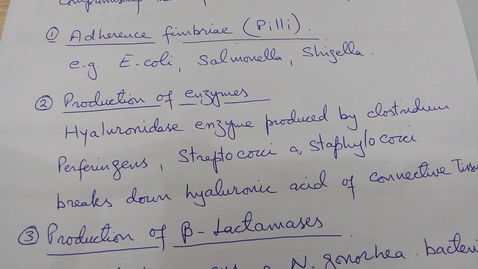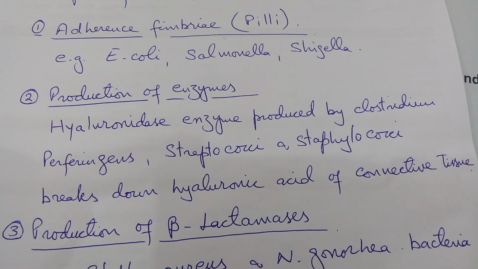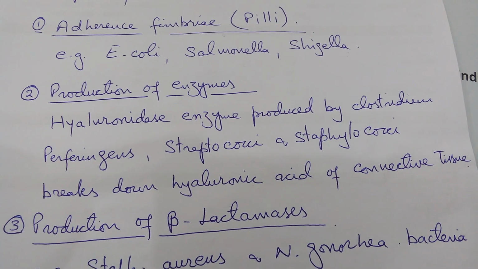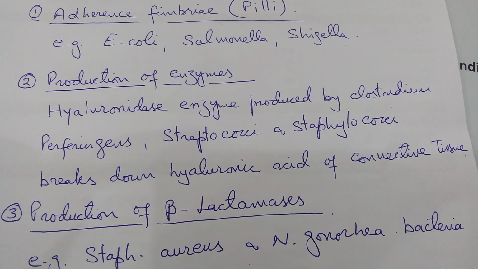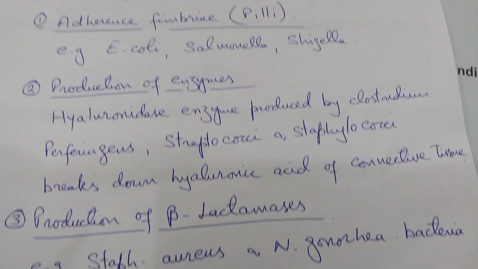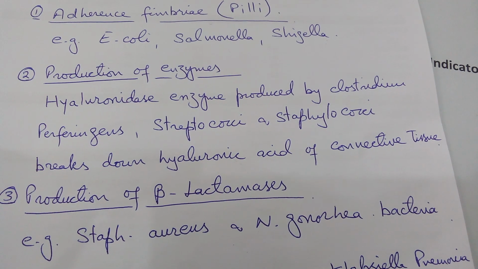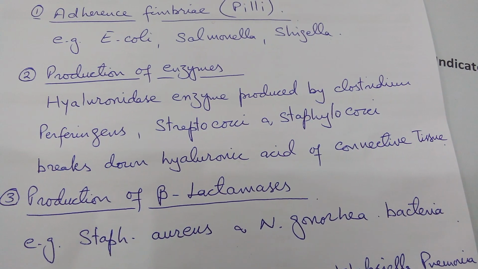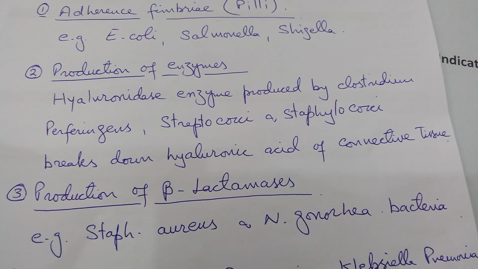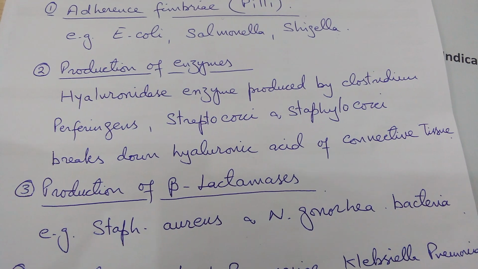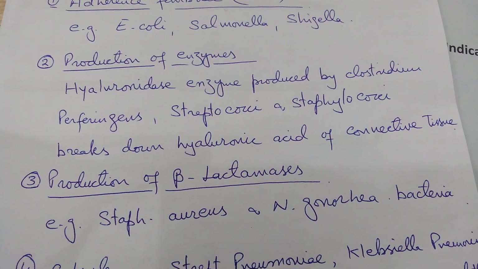Second factor is production of enzymes. Bacteria produce different types of enzymes which destroy the mechanism and metabolism of the host cells. For example, hyaluronidase enzyme. This enzyme is produced by Clostridium perfringens bacteria, Streptococcus bacteria and Staphylococcus bacteria. Students, hyaluronidase enzyme breaks down the hyaluronic acid of the connective tissue of the host.